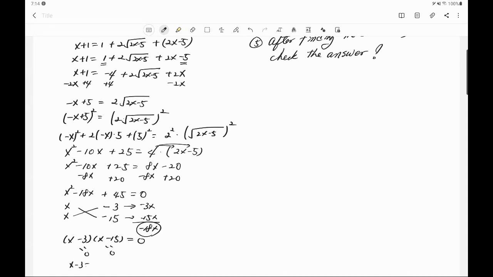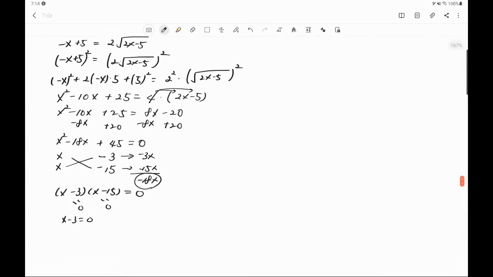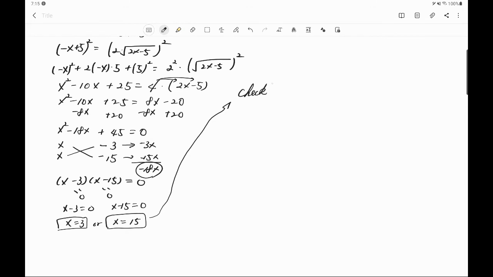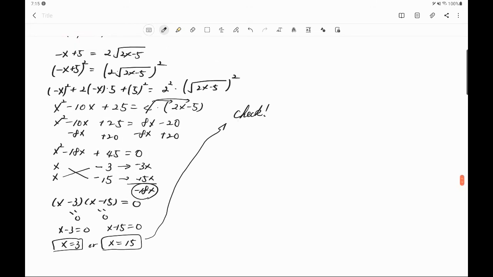Then x minus 3 is 0. So from here, x is what? 3, right? And from the second binomial factor, x minus 15 is 0. So x equals 15. So we have two values, x equals 3 and x equals 15. What do we do? We do checking, right? Check.